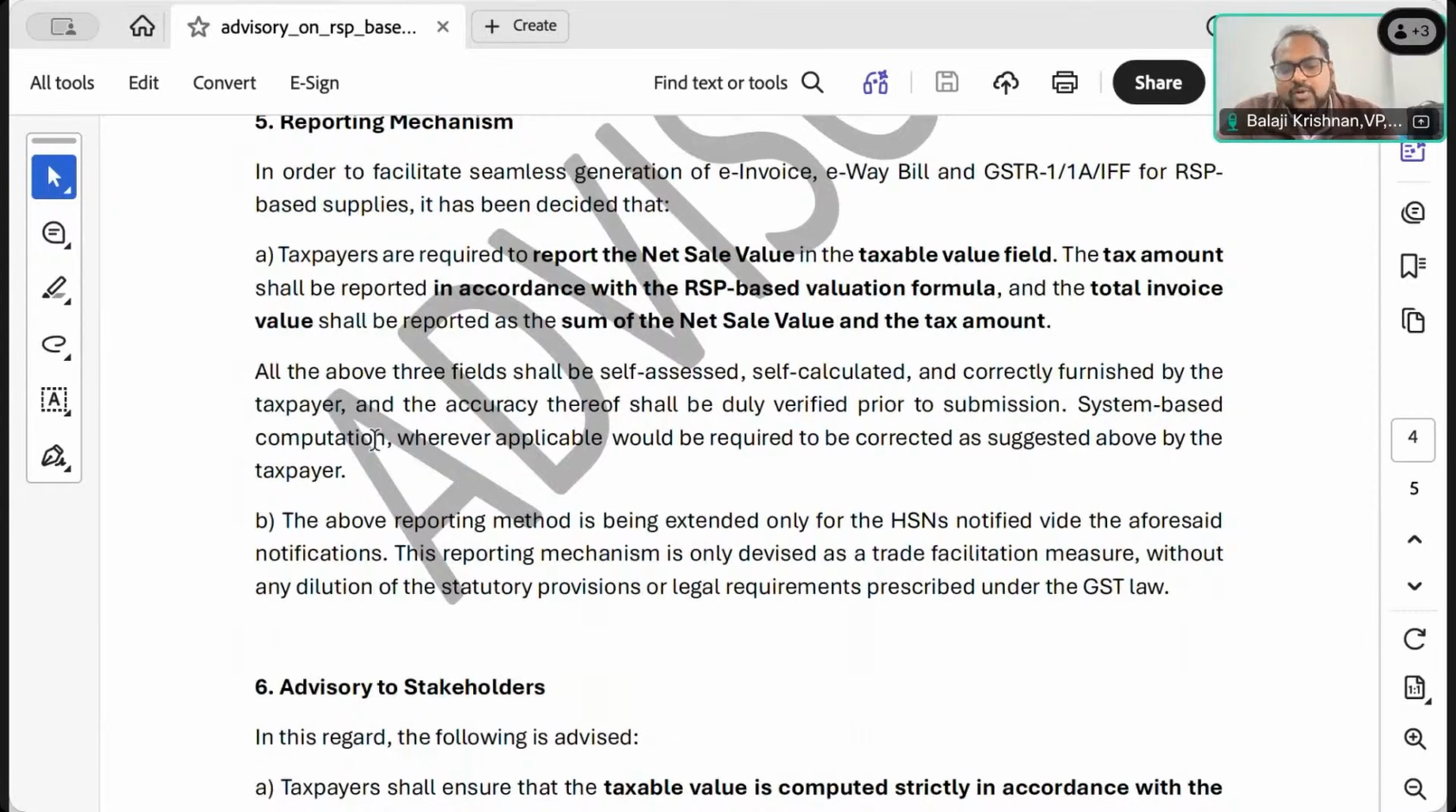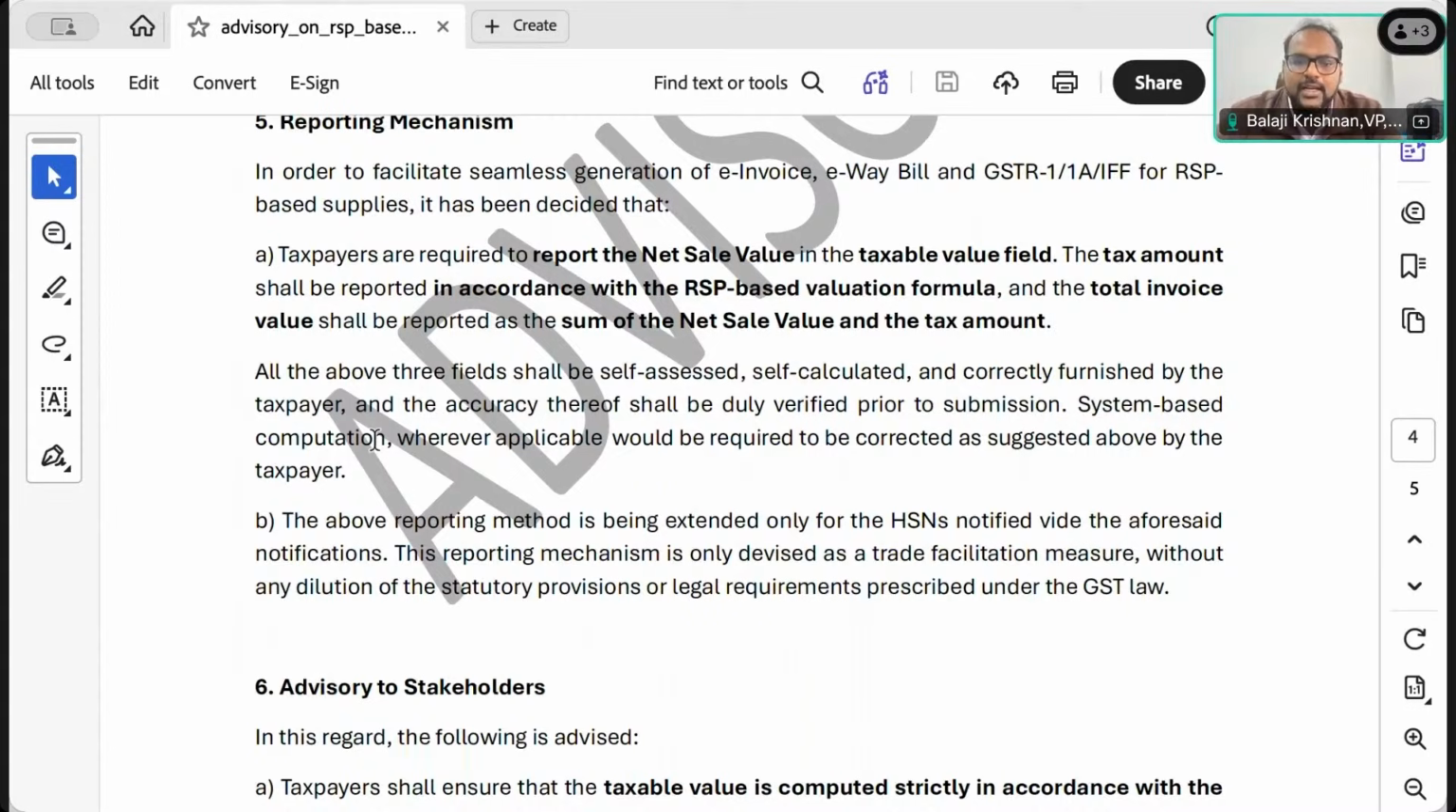So this reporting method, as I said earlier, is purely extended as a trade facilitation measure, and it is applicable only for the notified RSP based goods. So now I would urge all taxpayers to familiarize themselves with the RSP based valuation mechanism and make sure that accurate classification, computation and reporting is done to avoid downstream issues.